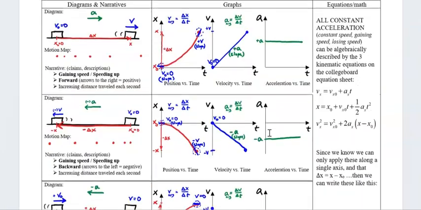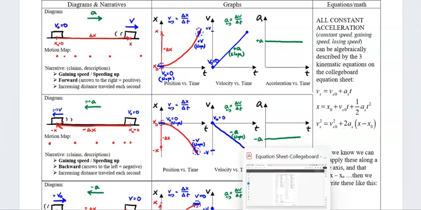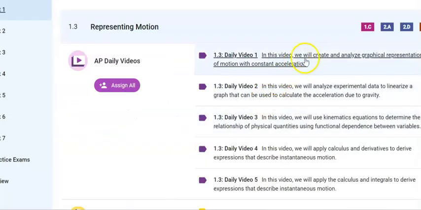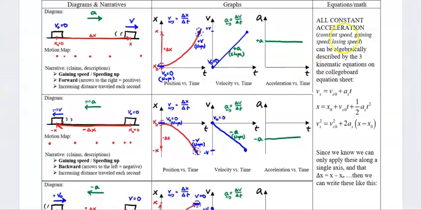And as we go into the equations here, I do want to point out that there is a daily video that would be good for this graphing concept here. So if you wanted more help with the graphing, you can go to daily video 1 for this 1.3 unit, and that should be some additional information there that may help you. And now we're going to be looking at the equations.